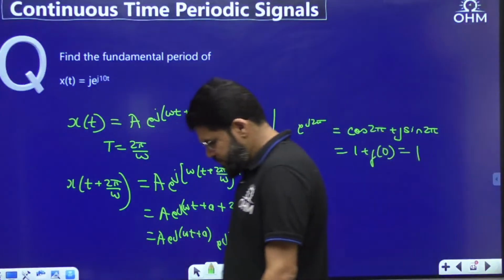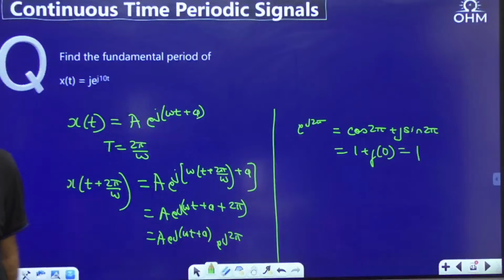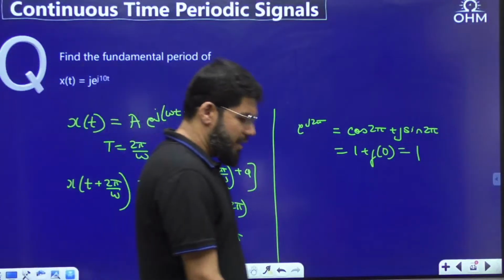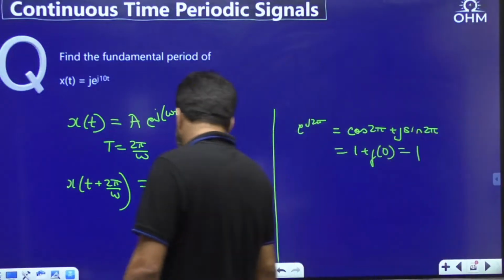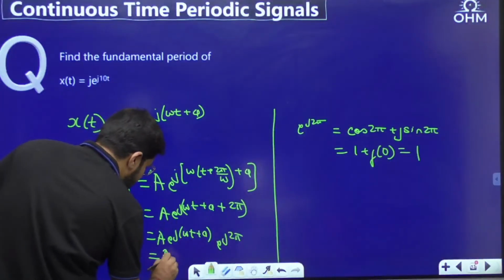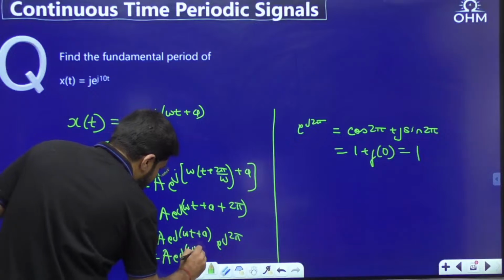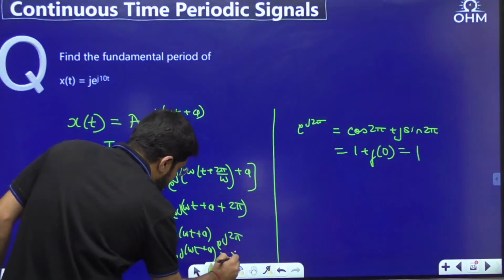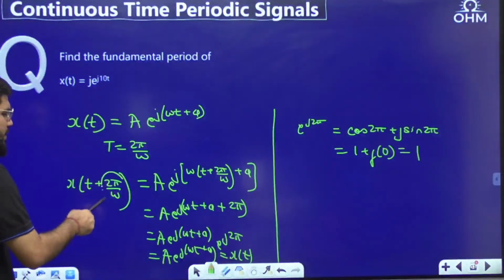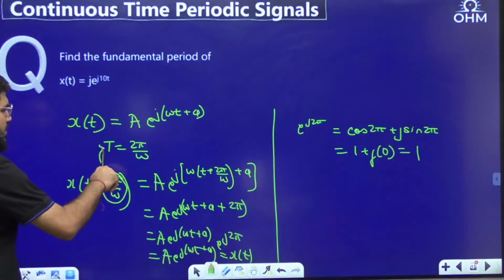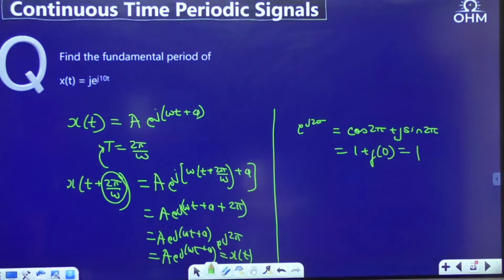Done? That is equal to 1. So if this e power j2 pi is just equal to 1, you are only left with A e power j(omega t plus phi), and that is back to your signal x(t). So x(t plus T) equals x(t), and hence this value is known as the time period, that is 2 pi by omega.